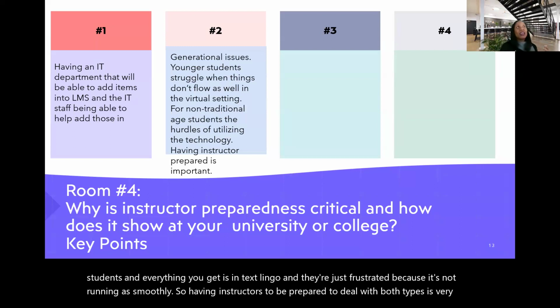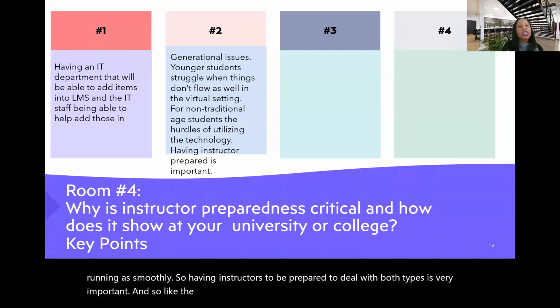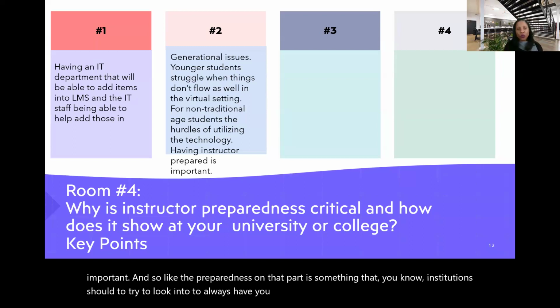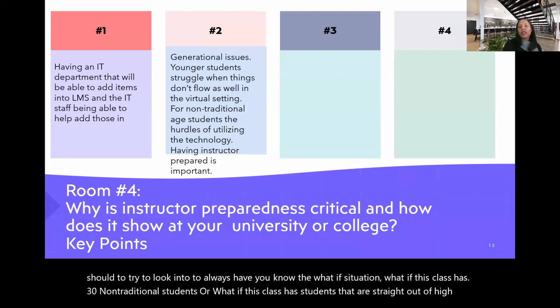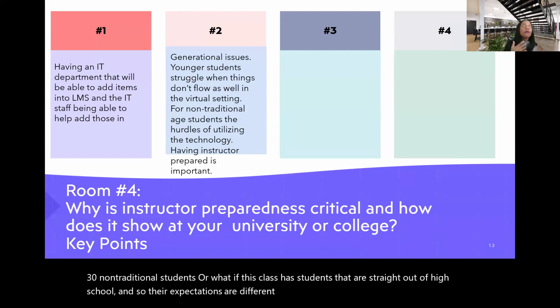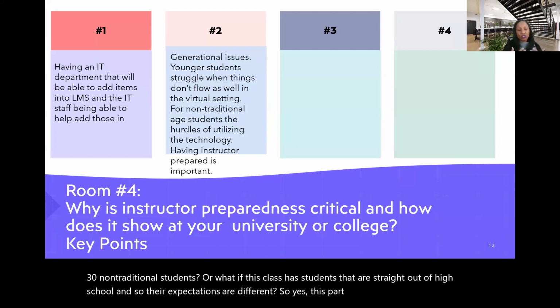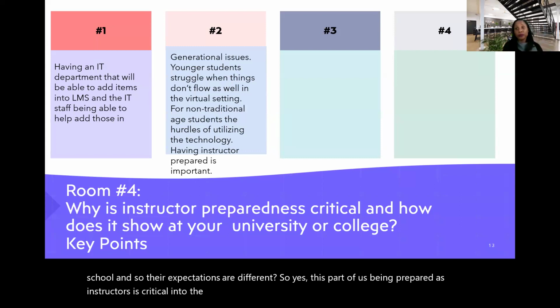The preparedness on that part is something institutions should look into, to always have the what-if situation. What if this class has 30 non-traditional students, or what if this class has students straight out of high school, and so their expectations are different. So yes, being prepared as instructors is critical to the student succeeding in the course. Hey, Jackie, I see you.